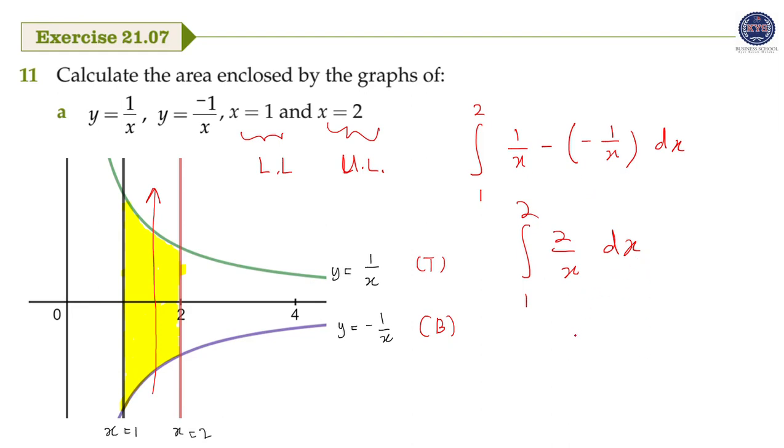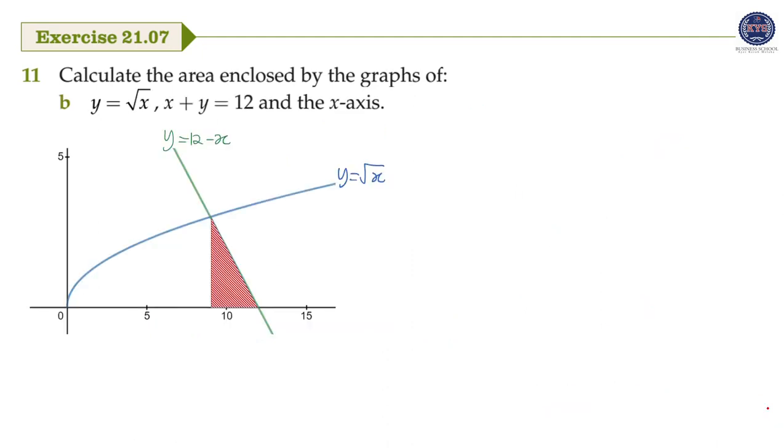This is back to basics. Integrate 2 over x, you will get 2 ln x. Substitute the limits, therefore you will get 1.386. Alright, minus 0, so the answer is 1.386. Okay, part B. I would like to discuss this part B in detail, because this one is a bit different.